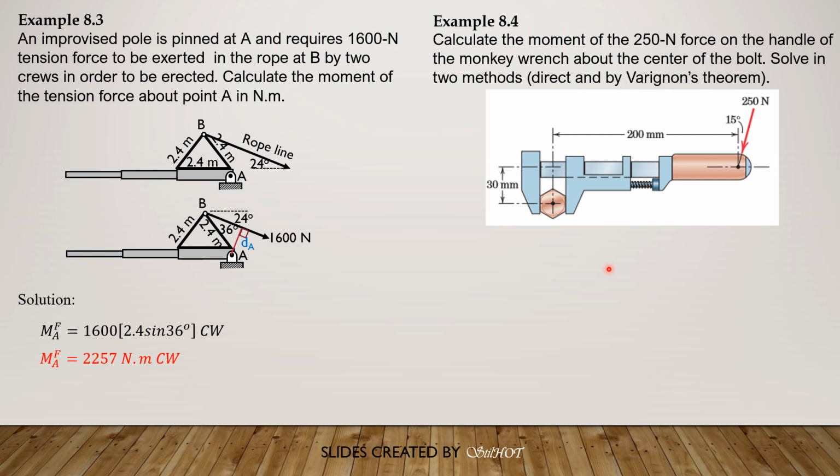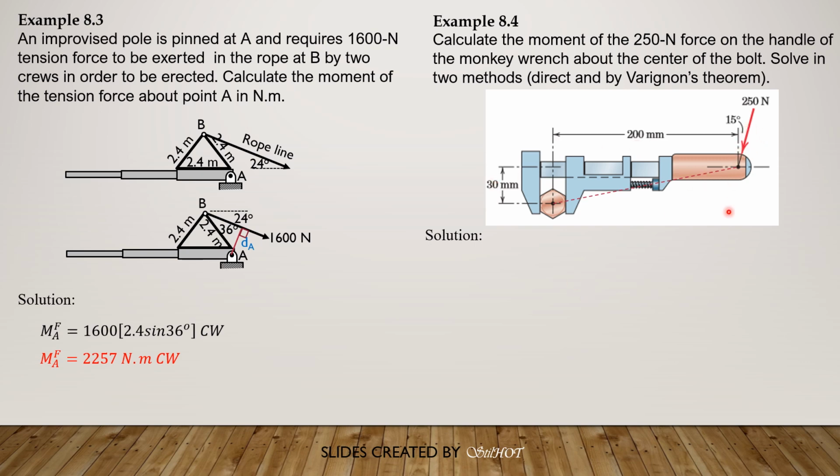So first, for the direct method, we need to draw a line from the center of the bolt to the point of intersection of the force at the handle. So that distance can be easily computed. Let's express the answer in Newton meter. So square root of 0.2 squared plus 0.03 squared, that distance.